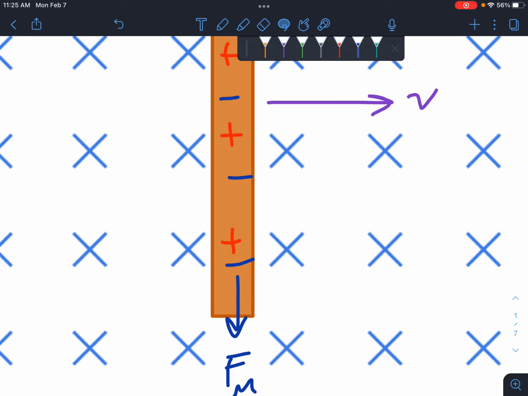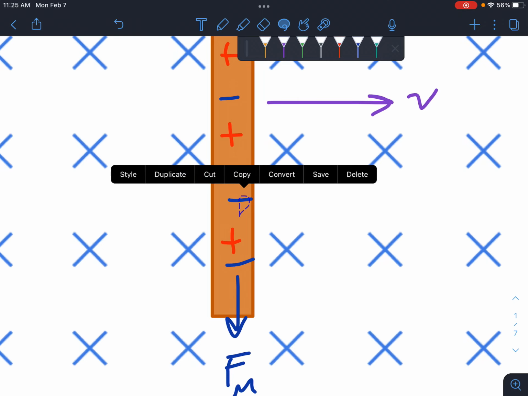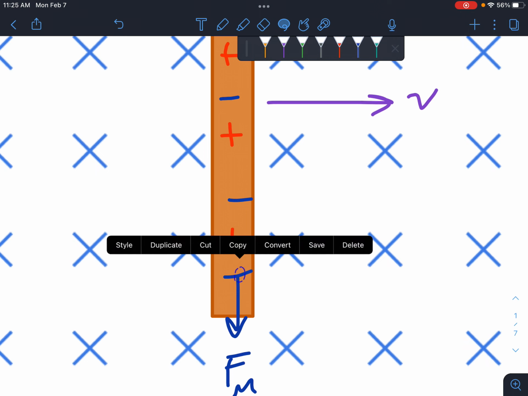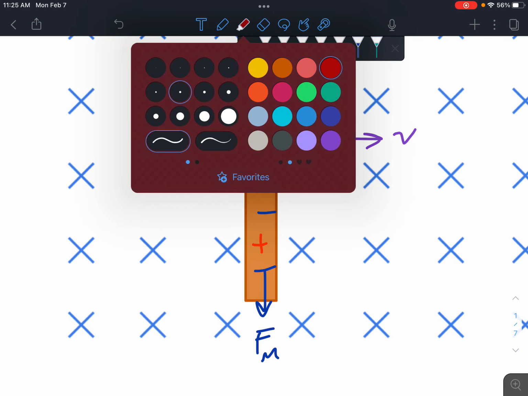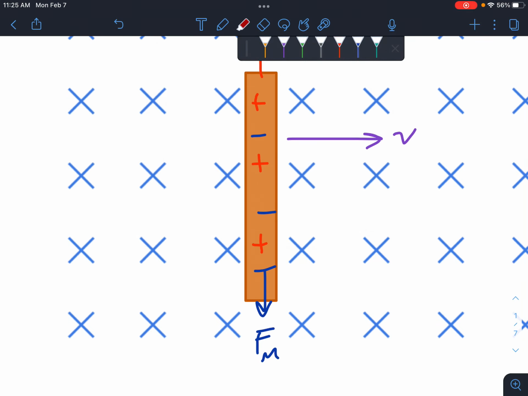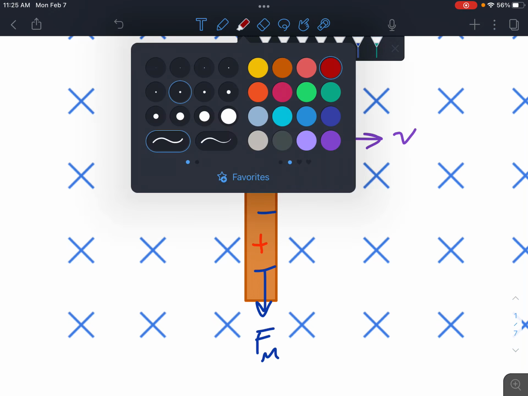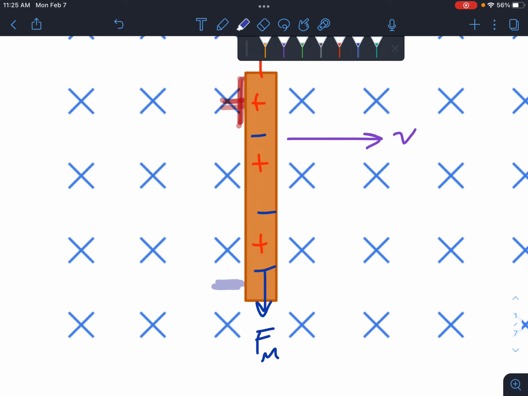And so what we'll end up seeing is that these negative charges collect towards the bottom, but they don't move far, because as they move downward, then there's a negative charge at the bottom of the rod and a positive charge towards the top of the rod. So the whole rod itself becomes polarized, where we have an overall positive charge up here near the top, and an overall negative charge down here near the bottom.